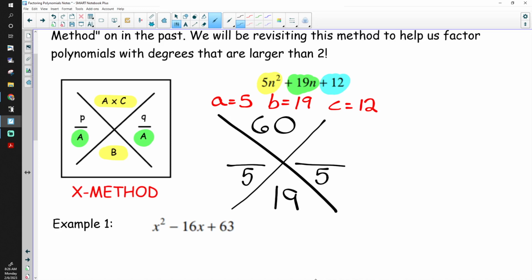Okay, so this is our setup. A times c on the top: 5 times 12 was 60. We put our b value on the bottom, our b was 19. And we're going to divide both sides by the a value. Our a value is 5.